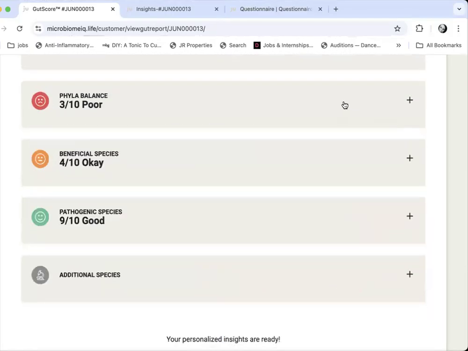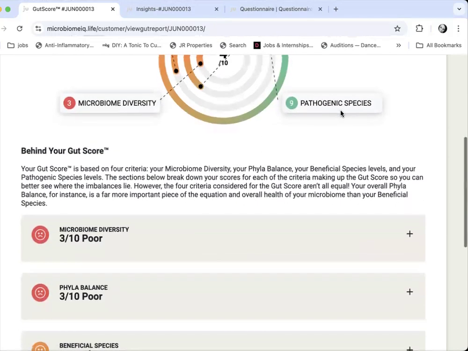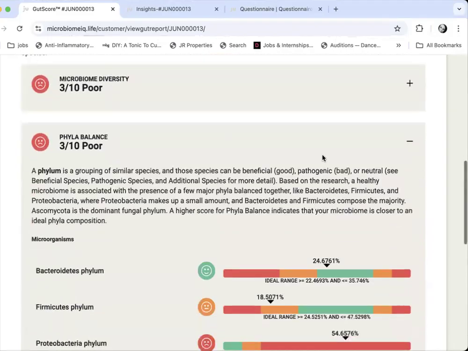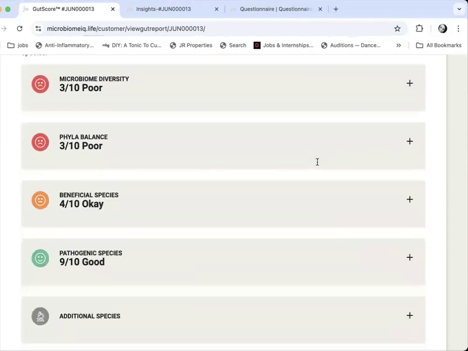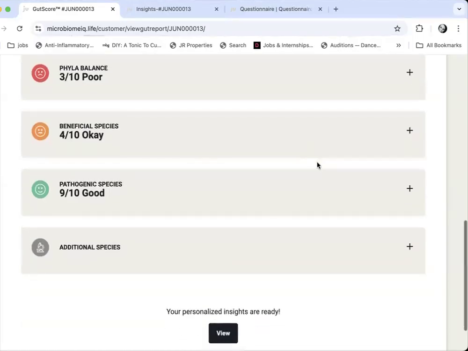So that first part of the test is more of a big overview. We can get a lot of clinical pearls from just this section alone, as I mentioned and gave some examples. But really where the nitty-gritty lies is we want to go into even more detail by looking at the beneficial species and the pathogenic species.